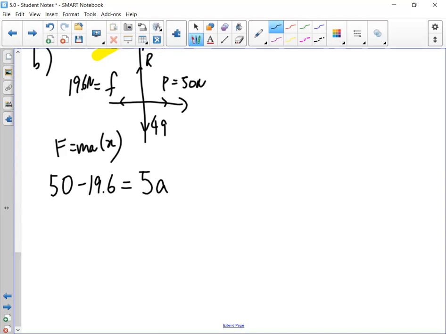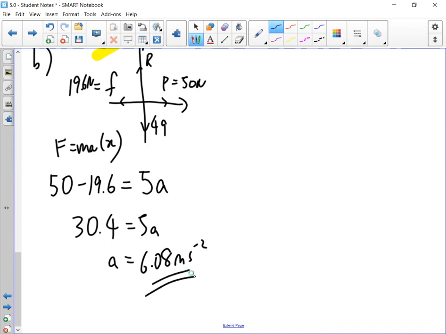Anyway, 50 minus 19.6, quick maths, is 30.4 equals 5a. Divided by 5, calculator, 6.08 meter per second squared. So it's moving to the right by 6.08 meter per second squared.